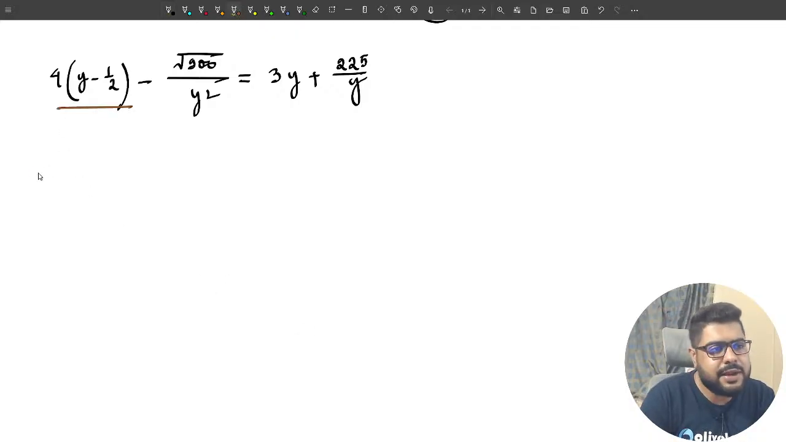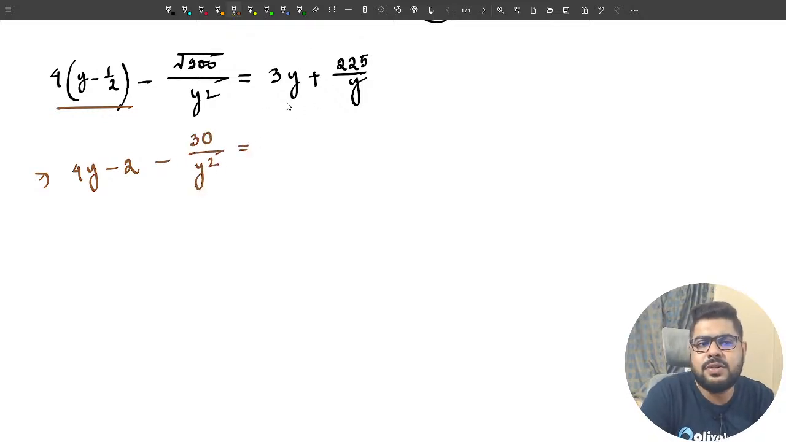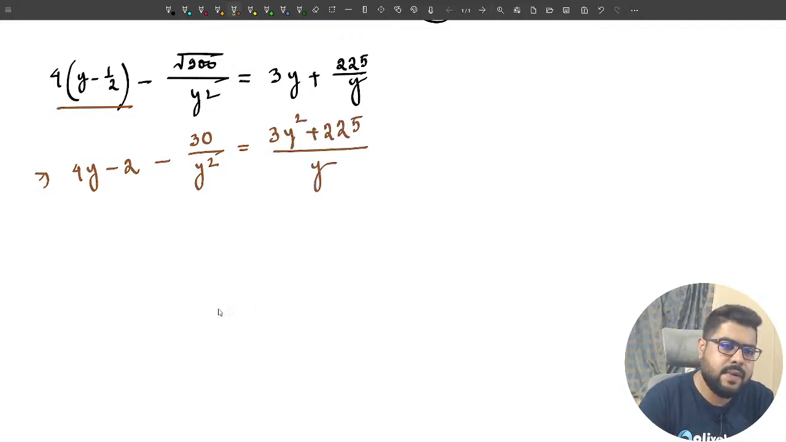So multiply this. First things first. So this is 4y minus 2. This is minus 30 by y square. It is equal to, this will be, sir, 3y square plus 225 by, sir, y. There is y and also y square. Just a second, was it the whole thing under square? No, this is not the whole thing. Okay, let's do it. Come on.